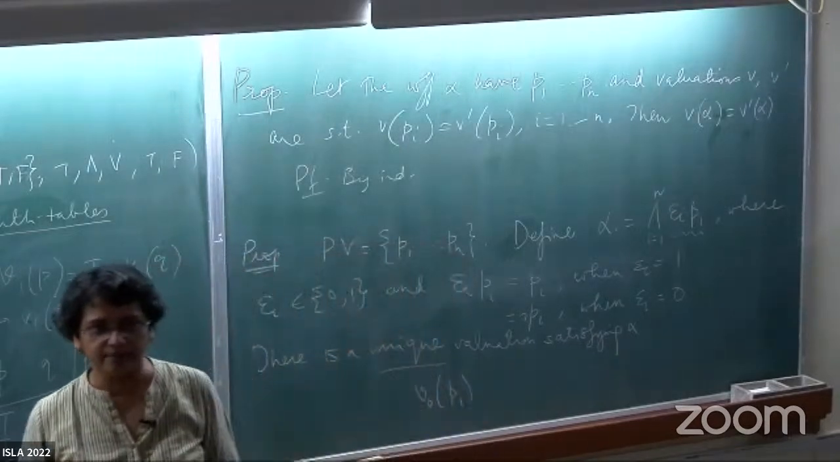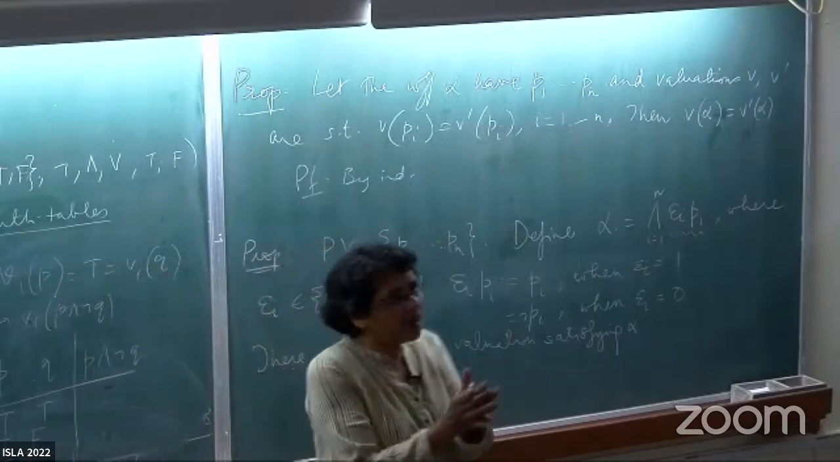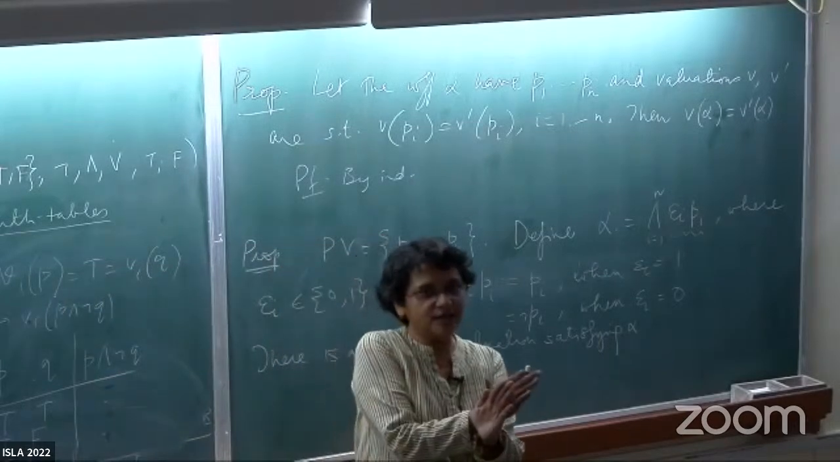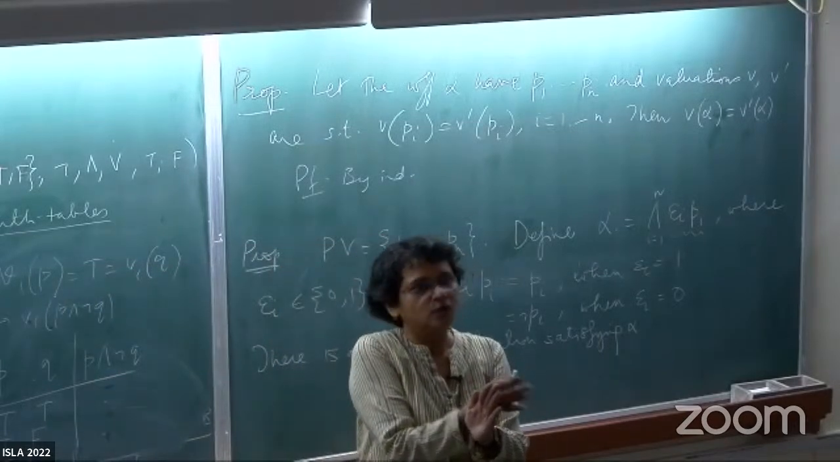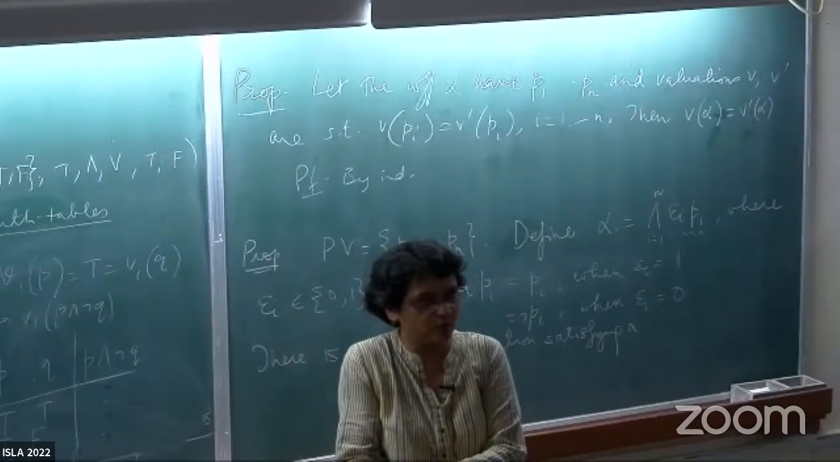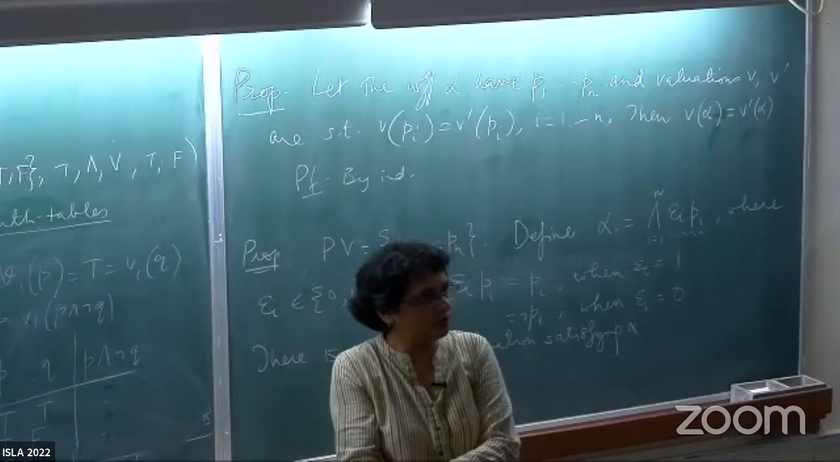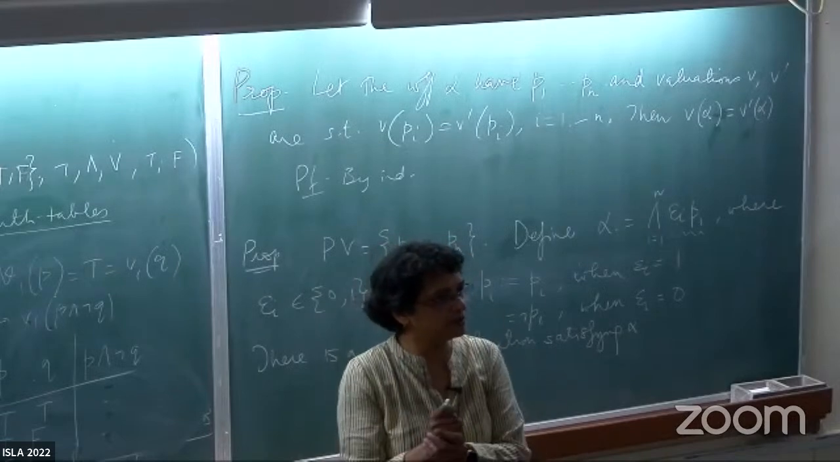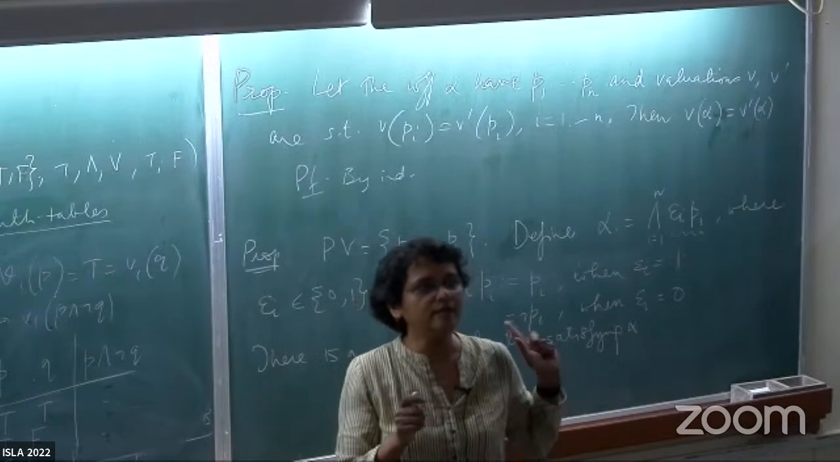I need to define. Now Pi doesn't come just as it is. It is tagged with an epsilon, right? Which is either 0 or 1. Just look at it and give the truth value. If it's 1, make it true. If it's 0, make it false, right? And it's not difficult to see at all.